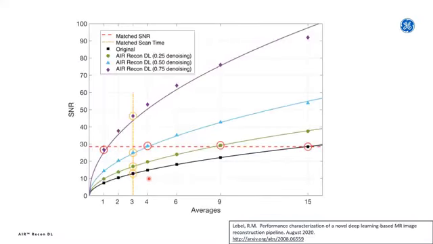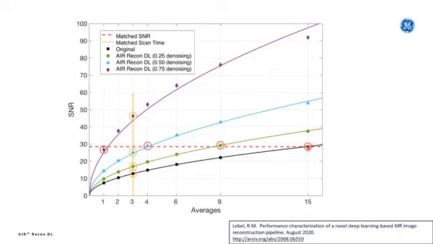So if we were to look at this complicated chart, I'd like you to focus on the black line and on the purple line. Don't worry about anything else, just focus on the black line. This is the SNR measured in a phantom as a function of the number of averages. The black line is a conventional reconstructed image set. Here's at 1 average, 2 average, 3 average, and the SNR slowly increases up to a point where at 15, you have an SNR of just a little bit under 30.